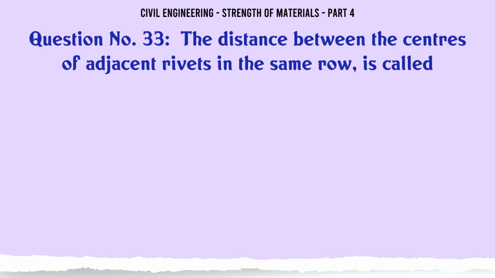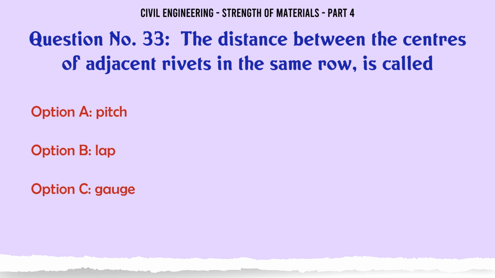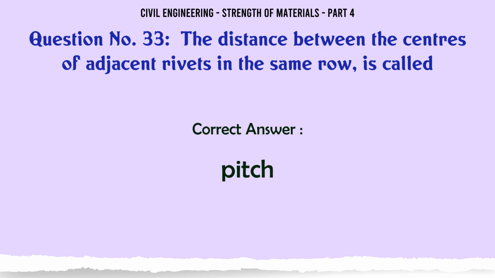The distance between the centers of adjacent rivets in the same row is called: A. pitch, B. lap, C. gauge, D. staggered pitch. The correct answer is pitch.